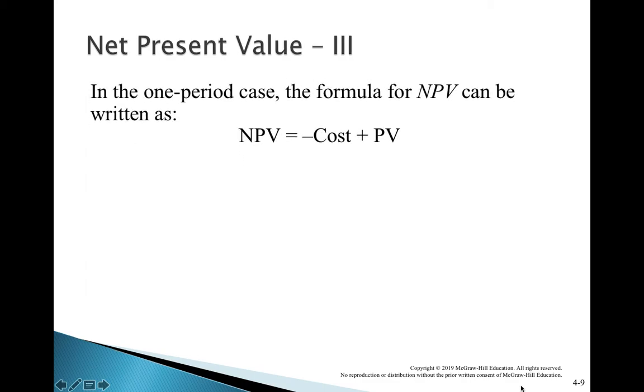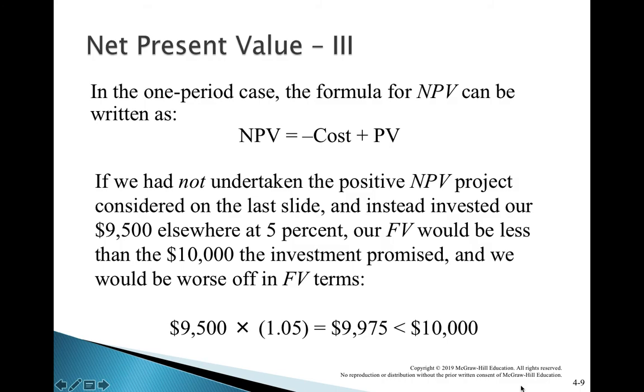So by seeing the example and doing the exercise, it is clear now. NPV is equal to minus cost plus present value. 9,500 multiplied by 1.05 is equal to 9,975, which is less than 10,000. So you should accept the project.